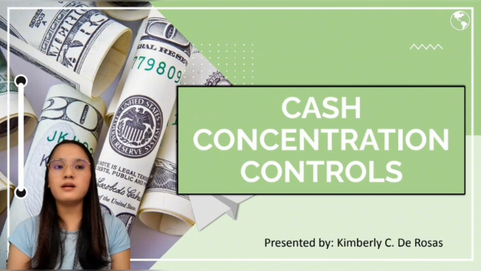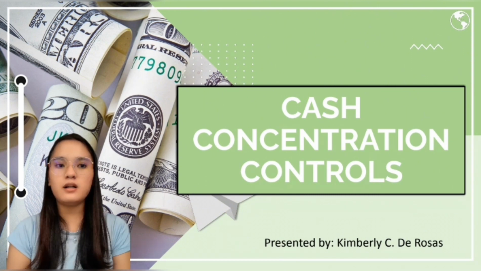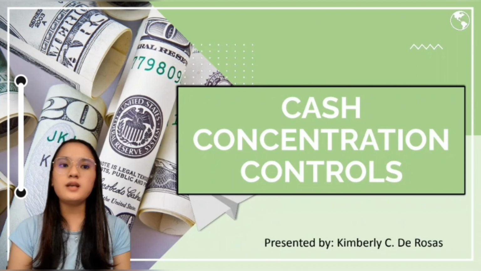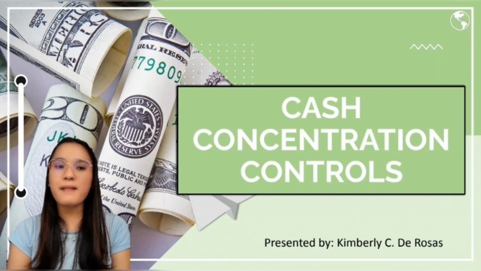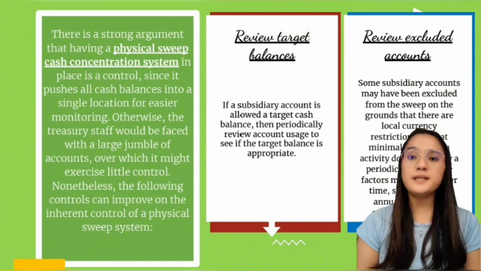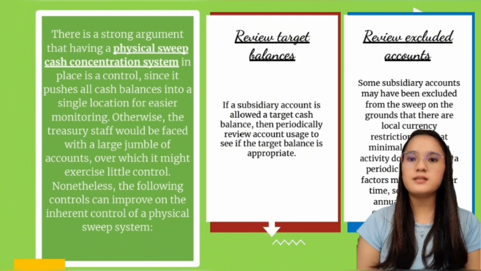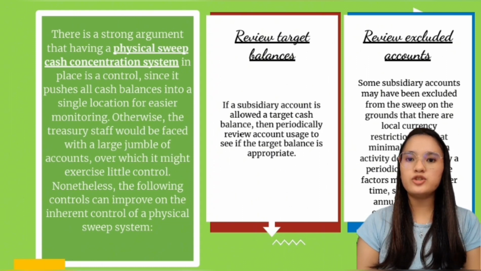We also know that cash concentration helps optimize liquidity management by consolidating funds into a central account. This provides a clear view of the available cash and allows businesses to allocate surplus funds effectively by reducing idle balances and maximizing investment opportunities. There is a strong argument that having a physical swept cash concentration system in place is a control, since it pushes all cash balances into a single location for easier monitoring. Otherwise, the treasury staff will be faced with a large jumble of accounts, over which they might exercise little control.